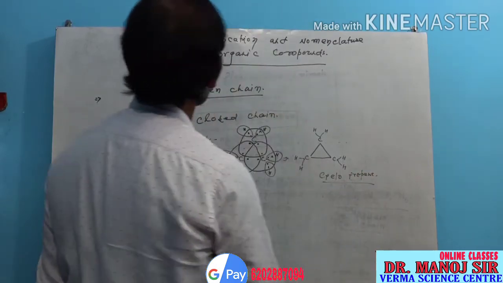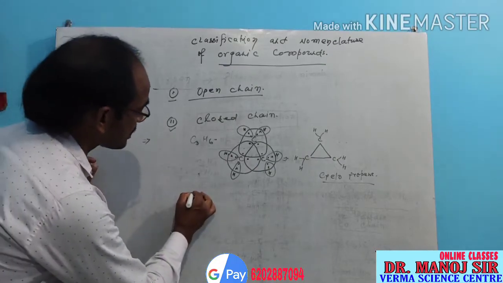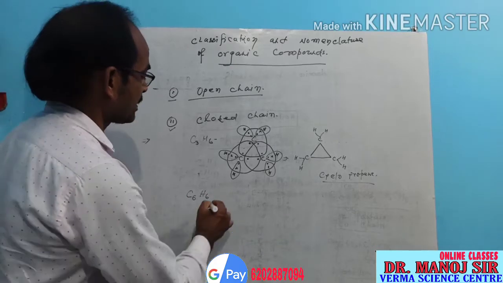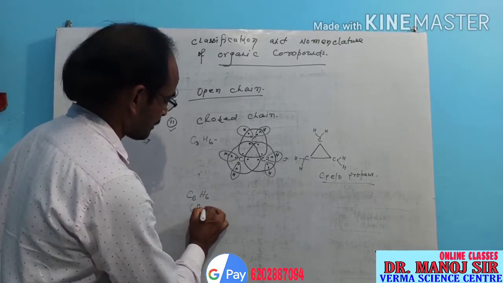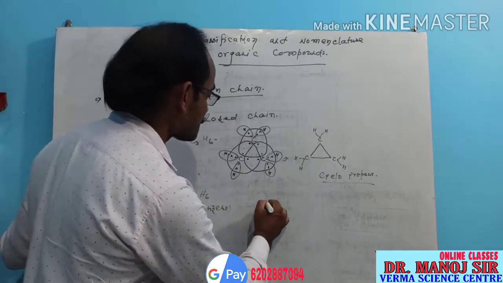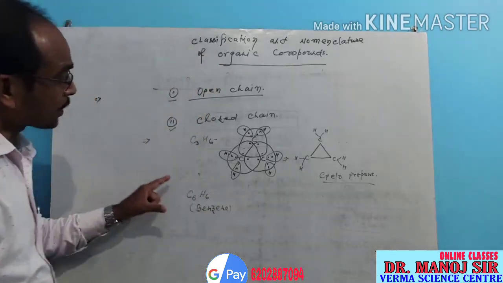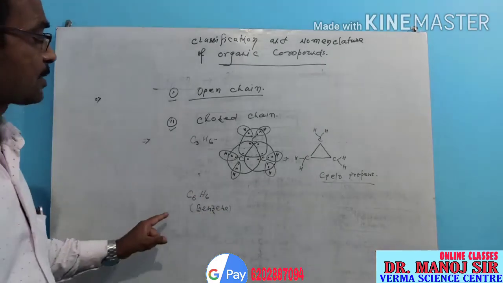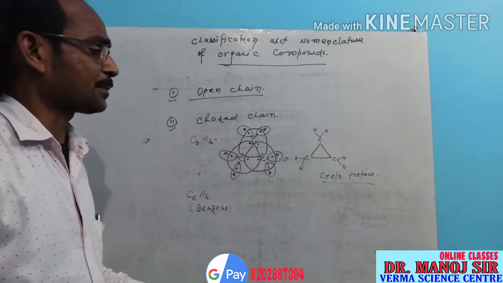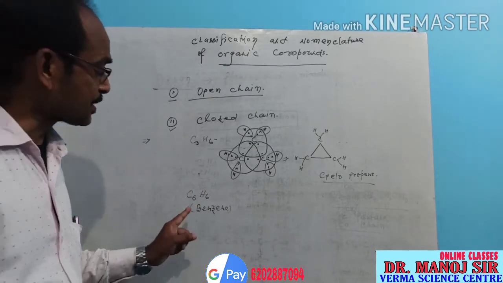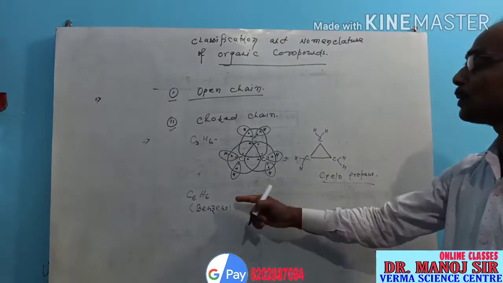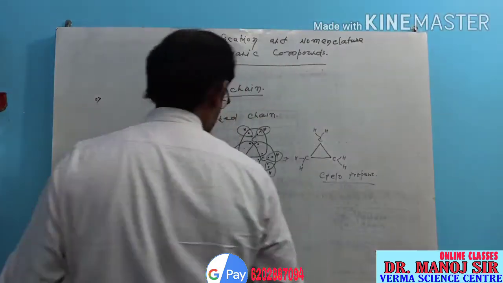Another example is C6H6, that is called benzene. Benzene also produces the closed chain structure, but the co-linkage between the alternating carbon atoms is by the single covalent bond and the double covalent bond, as follows.